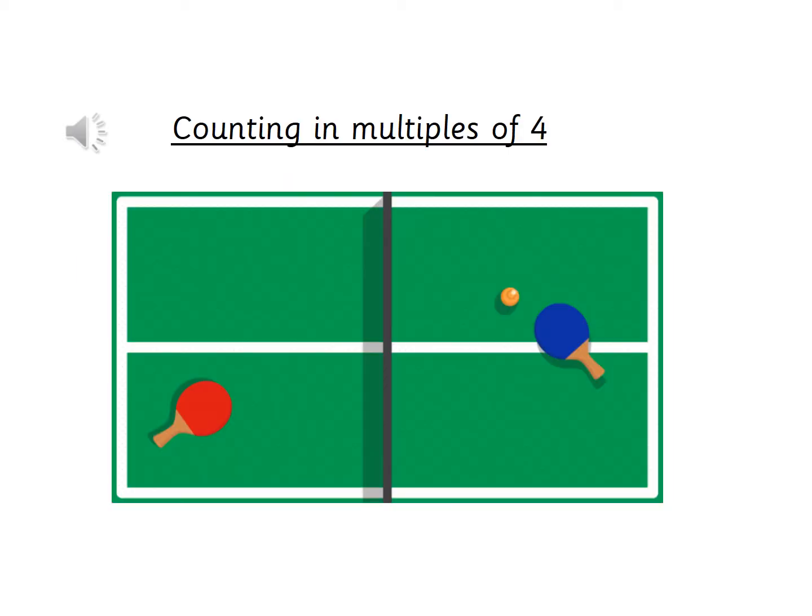This time we're going to count in multiples of 4 ping pong style. I'll say the first number, which is going to be 4, then you'll fill in the gap. Your first number, which you'll say is 8. I'll then say the next number in the sequence, you say the next number in the sequence. Let's see how we can do.